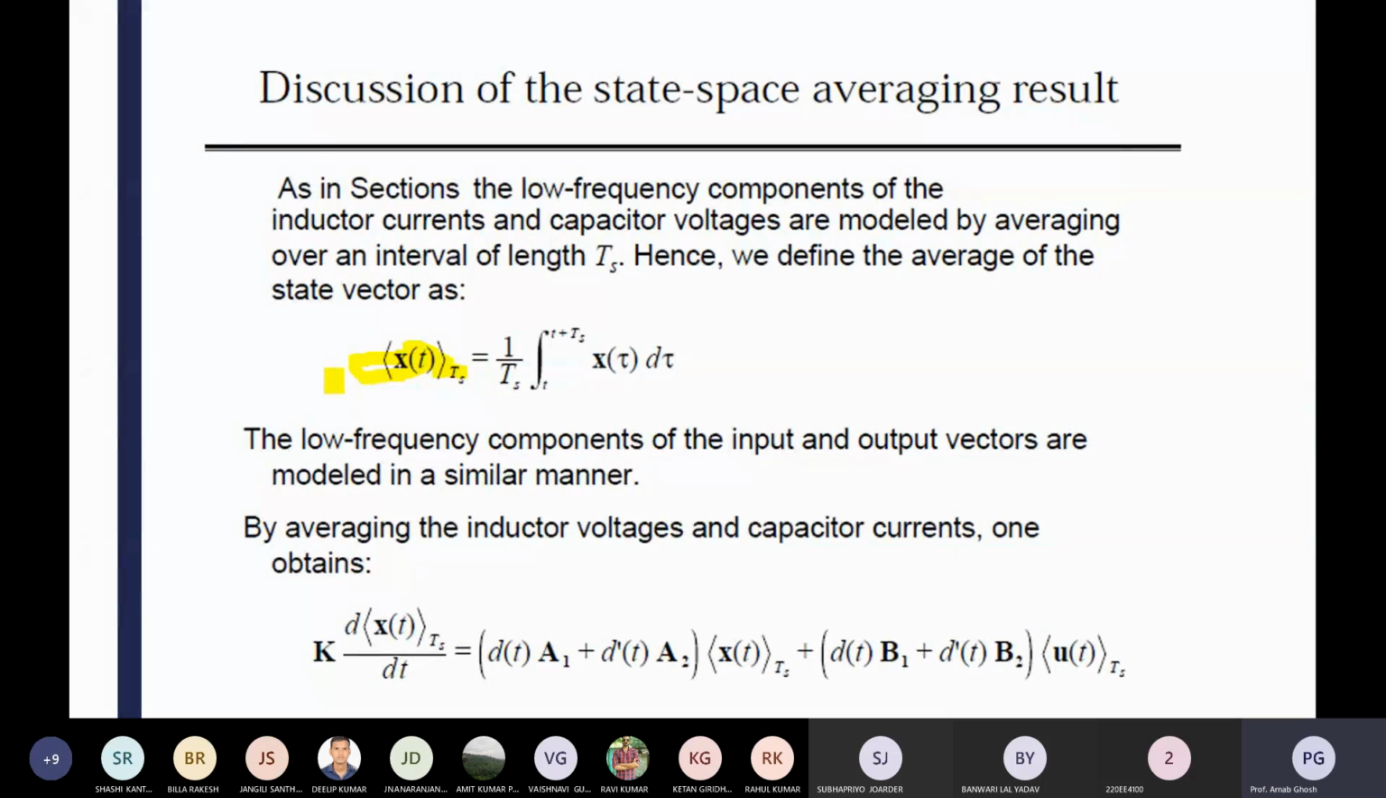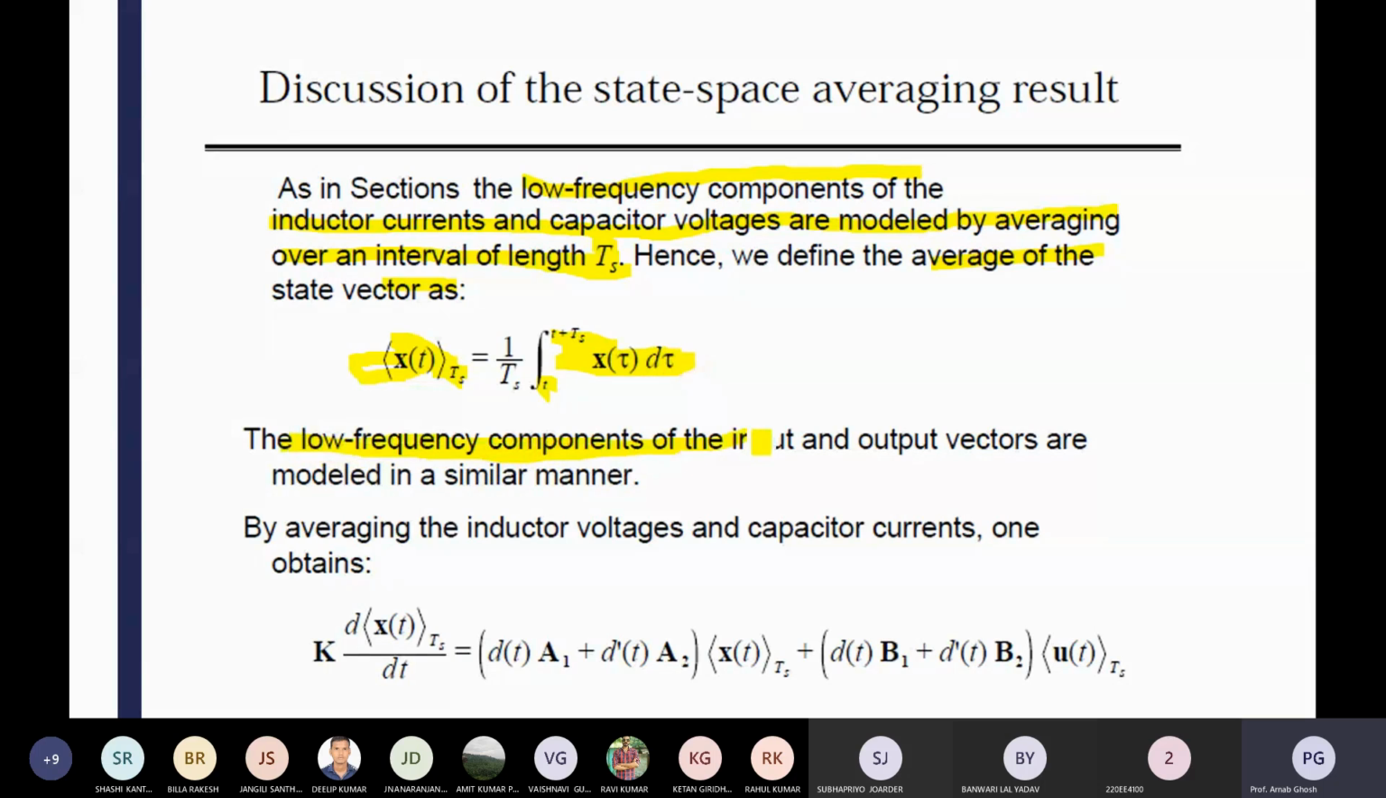You have those equations. The low frequency components of the inductor currents and capacitor voltages of the model are obtained by averaging over an interval of length equal to the switching period Ts. Hence we define the average of the state vectors, 1 by Ts integrated from t to t plus Ts. If it is starting from 0 seconds, it will be 0 to 0 plus Ts, meaning 0 to Ts, but since it is starting from t seconds, it goes from t up to t plus Ts, meaning a single switching period, and that gives x tau.